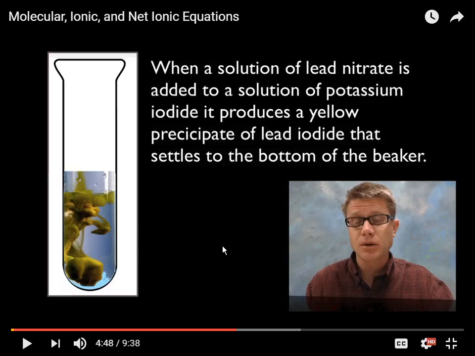Just KI, because potassium's in group 1, iodine's in group 7, so potassium gets a plus 1, iodine gets a minus 1. Okay, so that's all related back to electron configurations.